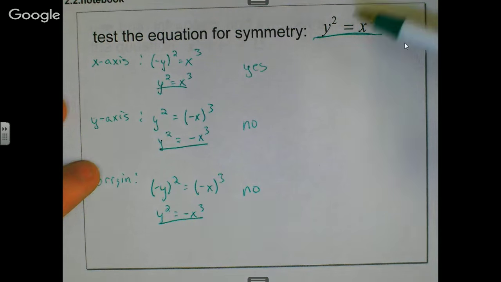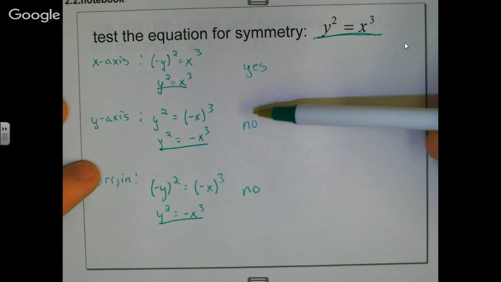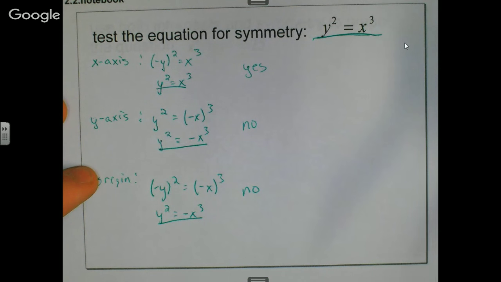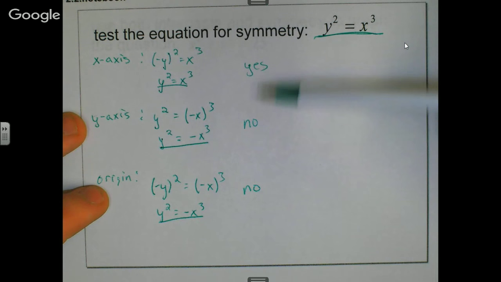Now you may be thinking, does it have to have x-axis and y-axis to have origin? Yes. So if these two are yeses, then this should be a yes. But we always like to double check.